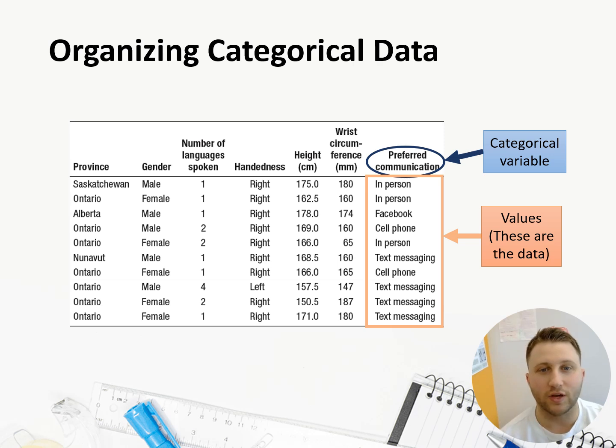So again, this is the original data table. We're going to focus in on the rightmost column. It says preferred communication. So it's the preferred communication method of the individuals described by the data. And if you look closely, we can infer that the individuals described by the data here are humans, okay, human beings from Canada. So these are all provinces from Canada. And each of them can have a preferred communication method. It looks like we've got in-person, Facebook, cell phone, and text messaging.